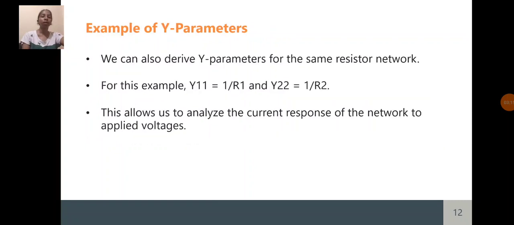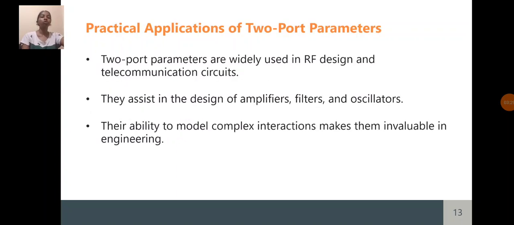Example for Y parameters. We can also derive Y parameters for the same resistor network. For example, Y11 = 1/R1 and Y22 = 1/R2. This allows us to analyze the circuit response of the network to the applied voltages.